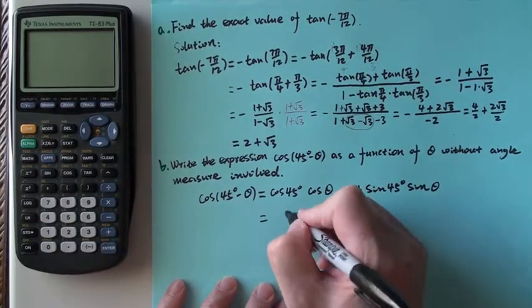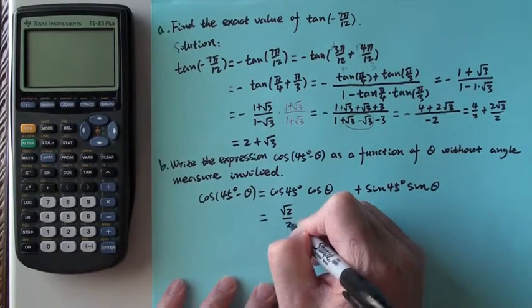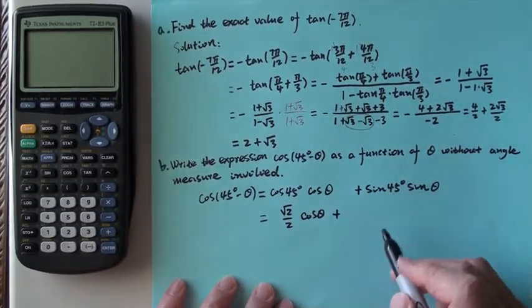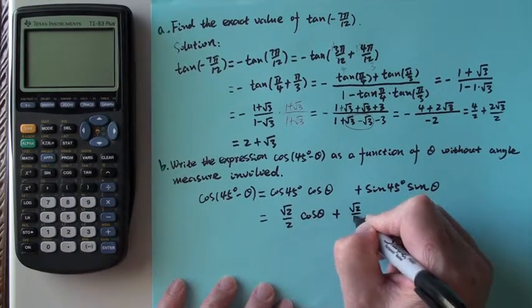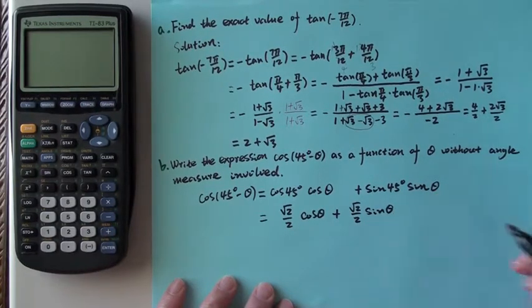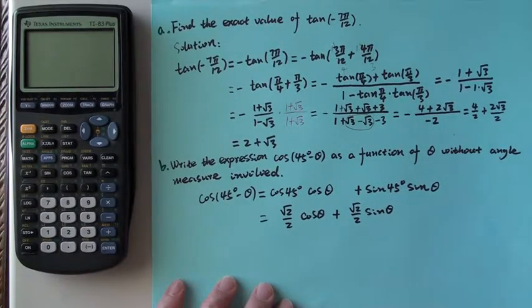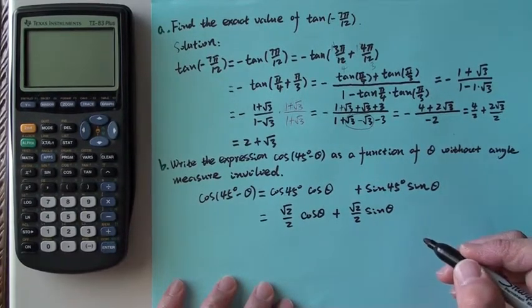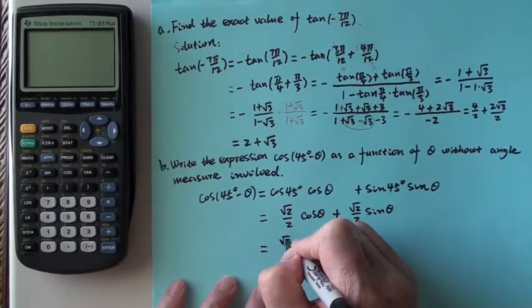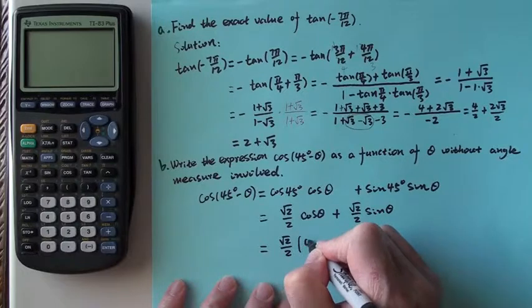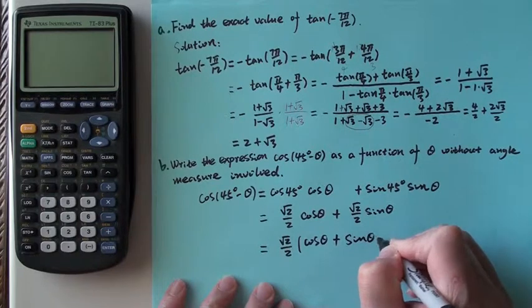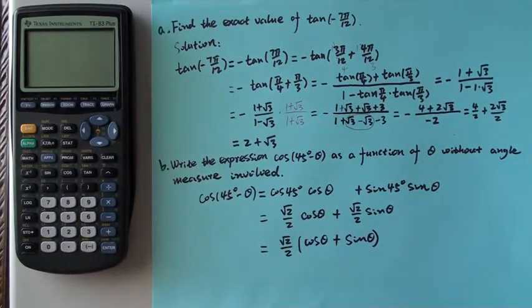So cosine 45 degrees, radical 2 over 2. Copy cosine theta, plus sine 45 degrees, radical 2 over 2, and sine theta. Actually you are done here, but if you want to go further, you can pull radical 2 over 2 out, and then you have cosine theta plus sine theta. If you want, you can go further.